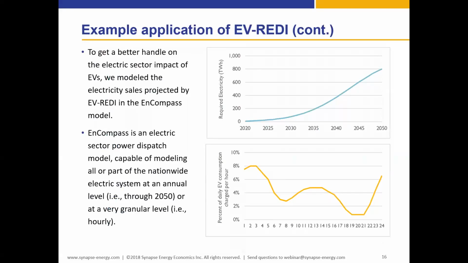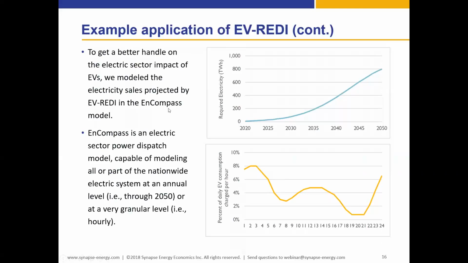The nice thing about Encompass that makes it a good fit for analyzing EVs is it has a very flexible modeling framework from a time perspective. So Encompass can be run at an annual level, but it can also be run at a very granular hourly level. And the hourly level is where a lot of the interesting questions in EVs start popping up. So that's a preview for perhaps another webinar. For this analysis, we focus more on the annual outputs as opposed to the hourly outputs.